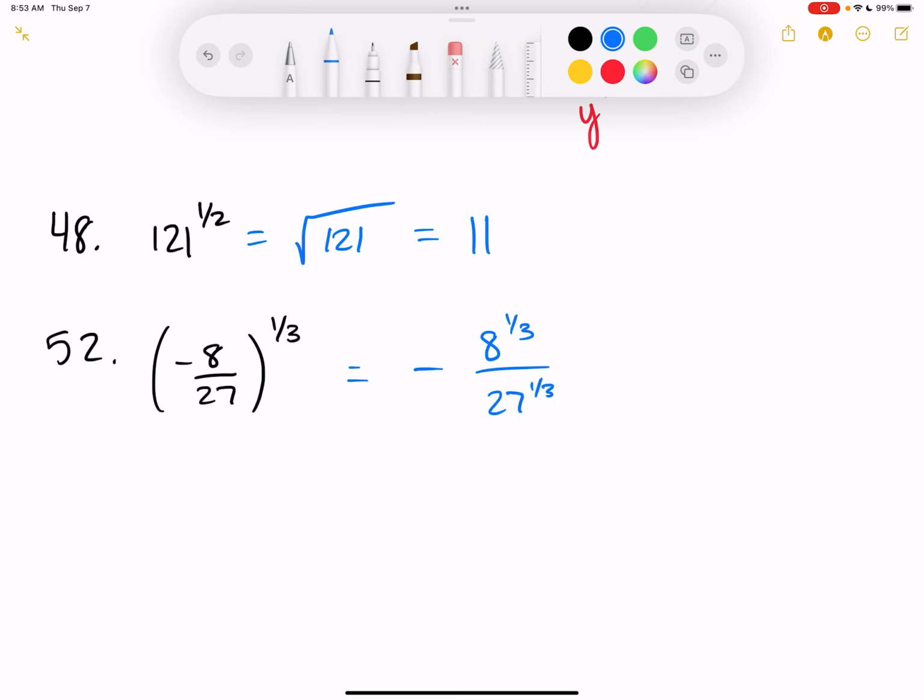You don't necessarily have to write out this step every time. I'm more just doing it so when you go back to look, you have it. And so I'm taking the third root of 8 and the third root of 27. Anybody know what the cube root of 8 is? 2. Yep. So I got the negative still. How about the cube root of 27? 3.